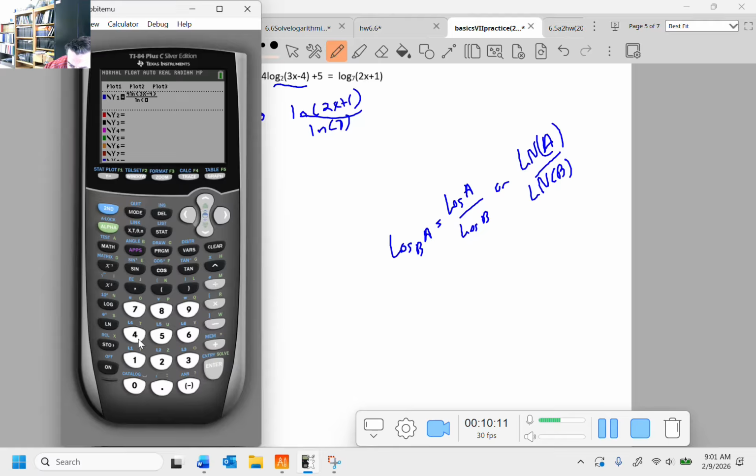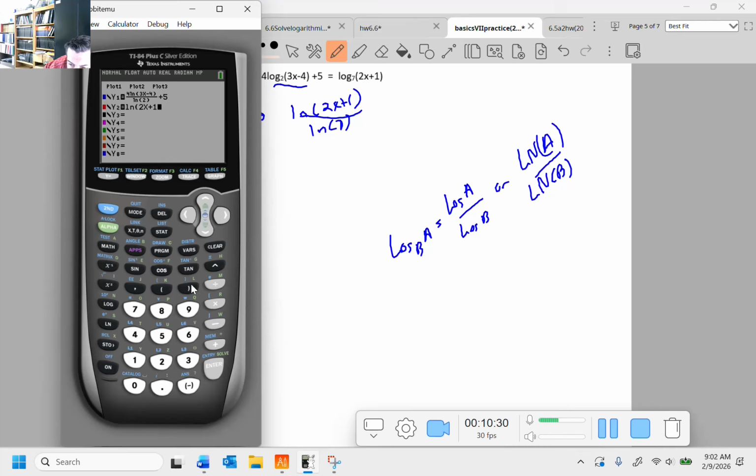And again, if you're a log person, do log. It's cool. And then we had 5. The right-hand side, natural log of 2x plus 1, and that's over natural log of 7. As small as this one is, I would just do this. Natural log 2x plus 1.